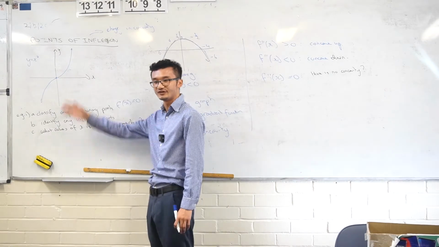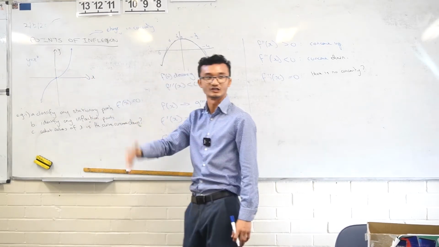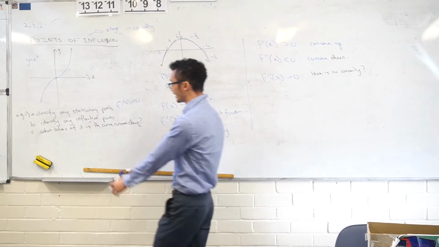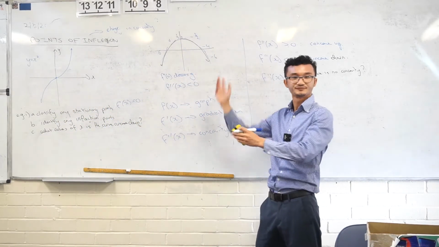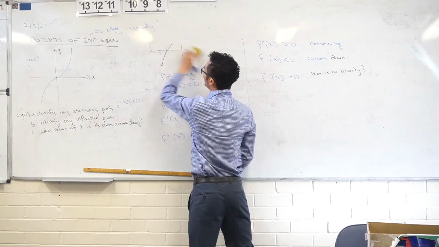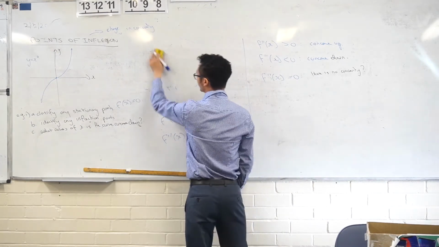Same thing with part C. It's very easy to see this visually. How are we going to do this algebraically? Let's start off with part A, because we did that last lesson, right? Can I rub this side off here? Yeah. Okay, so part A, classify any stationary points.